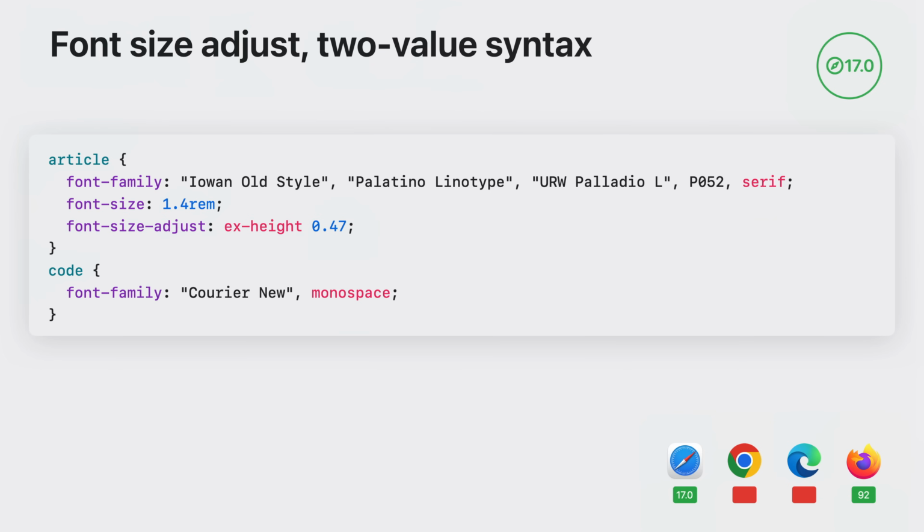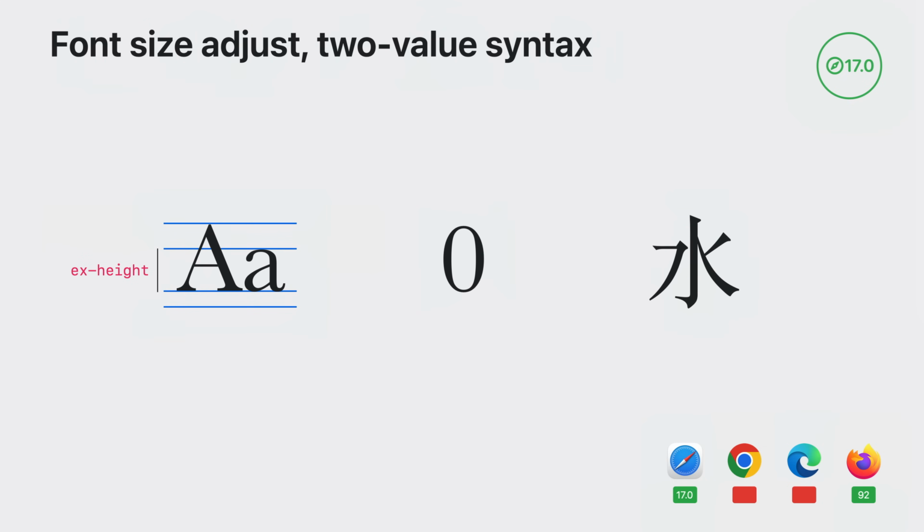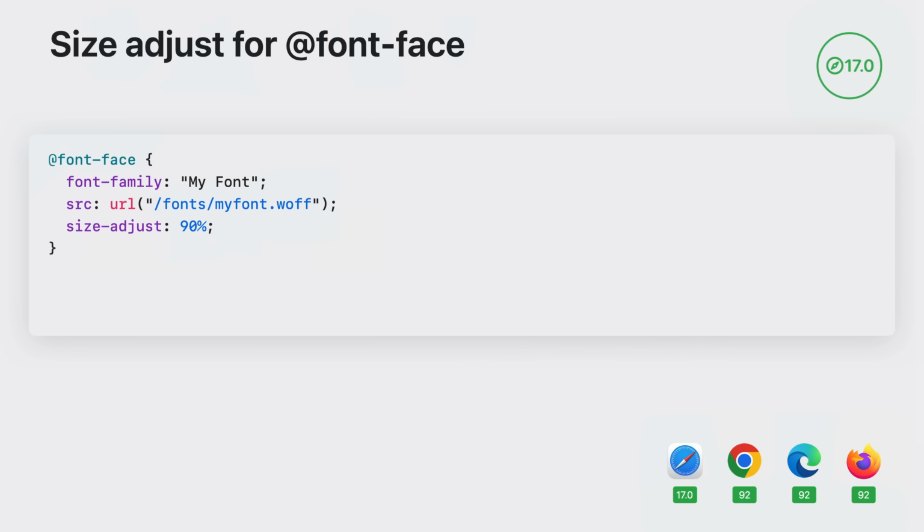Also in Safari 17, we're adding support for the to-value syntax, which lets you specify which metrics should be used when creating size consistency. By default, it's X height, but you can instead use cap height, CH width, IC width, or IC height. Safari 17 also adds support for the size adjust descriptor, which lets you make a similar kind of adjustment when you set up a font with an @FontFace rule.